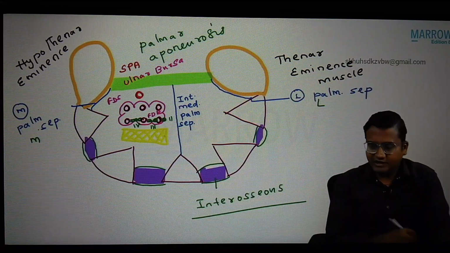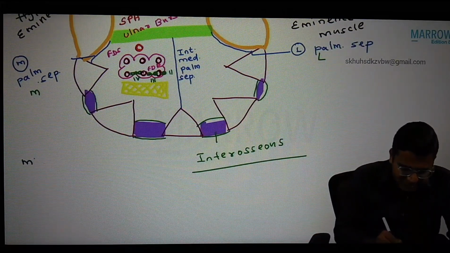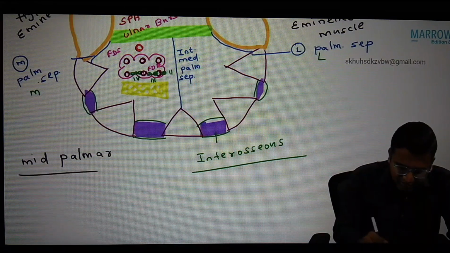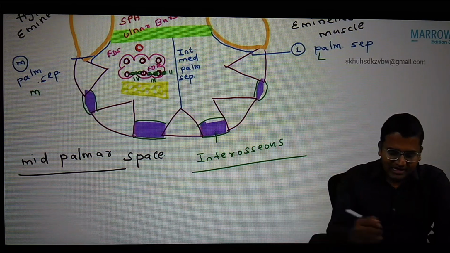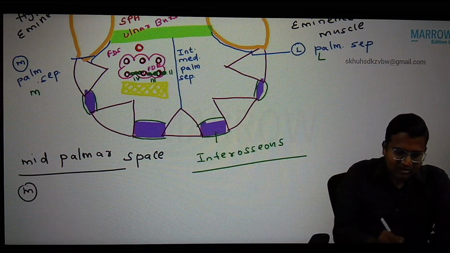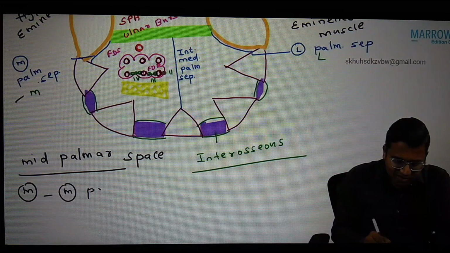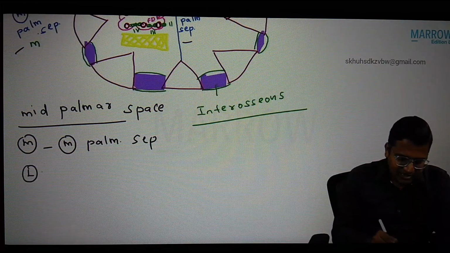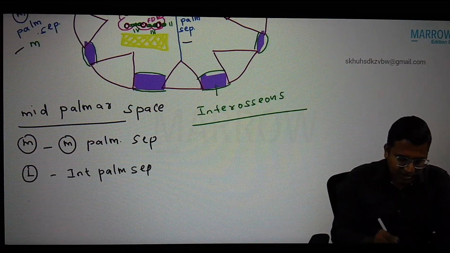Now can we write the boundary here? What is the boundary for mid-palmar space? It's very simple. First say the boundary and then write. Tell me the boundary. Medially we have one septum. What septum? Medial palmar septum. Very good. Laterally? Intermediate palmar septum. Laterally, intermediate palmar septum. Very good.